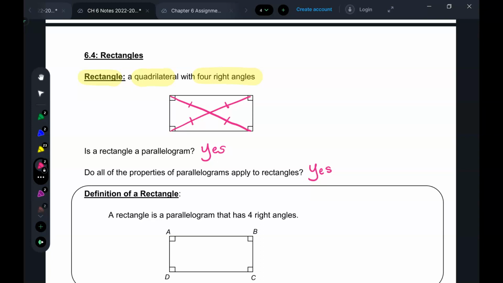Only in parallelograms. Specifically when I'm talking about quadrilaterals, only parallelograms have diagonals that bisect each other. Okay. Trapezoids, they do not bisect each other. Okay, I promise, I wouldn't tell you that if it wasn't true.